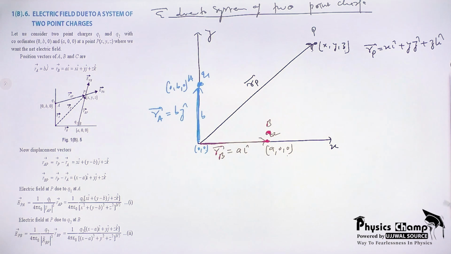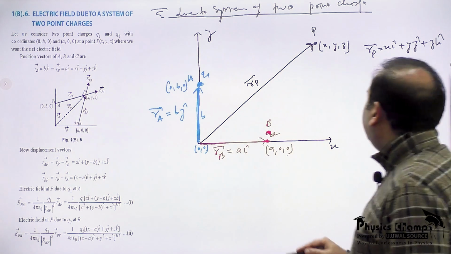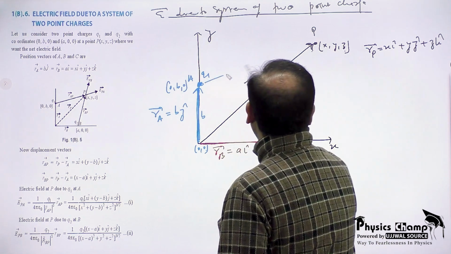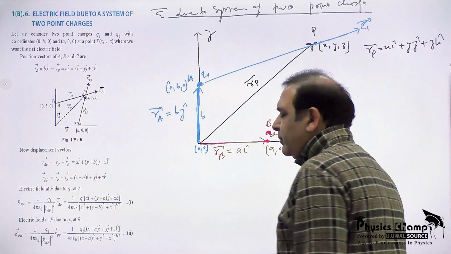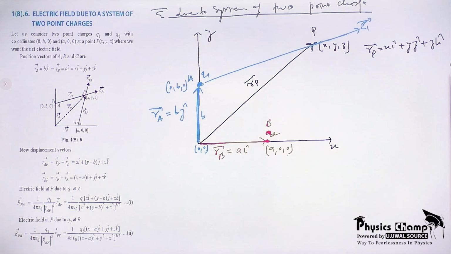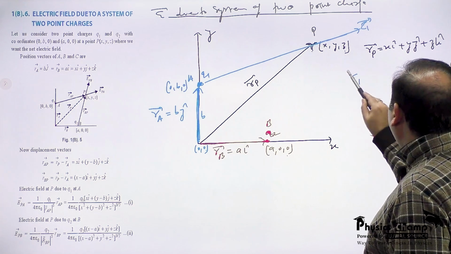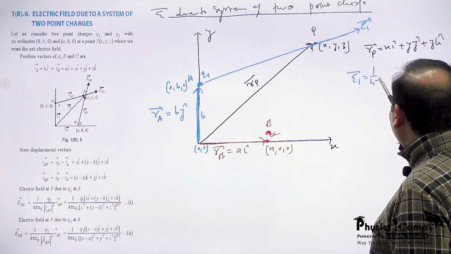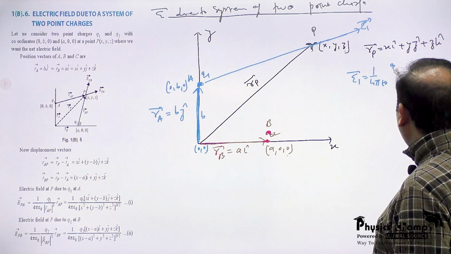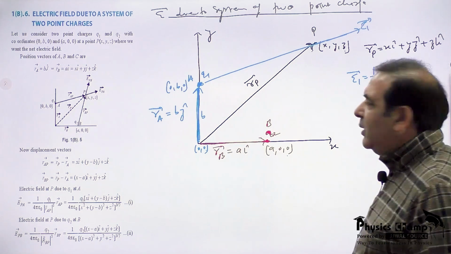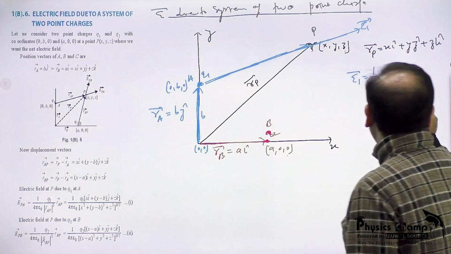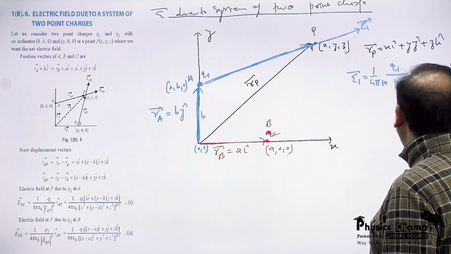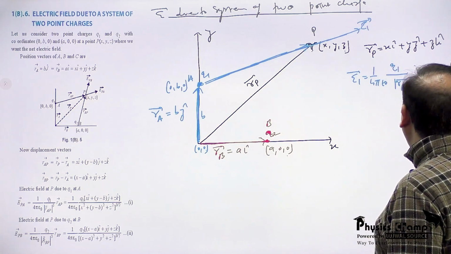And there are going to be two electric fields. There will be one electric field due to Q1 at P, E1. And when I am writing E1, it will be 1 by 4 pi epsilon naught Q1 by magnitude of RAP cube into RAP vector, this displacement vector.